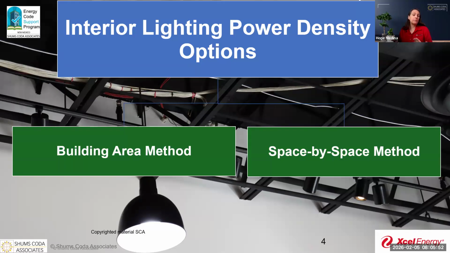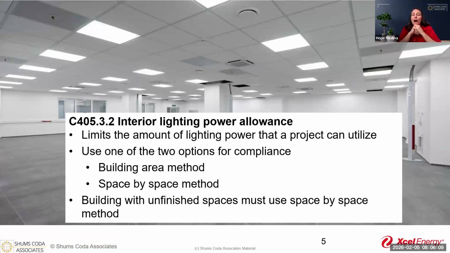But me as a plans examiner, it's incredibly important to know this, because it really does have a big impact on whether I get to utilize my math skills a lot more than maybe I would with another option. So 405.3.2 is the section that governs interior lighting. And like I said, it says you have to do one of the two.